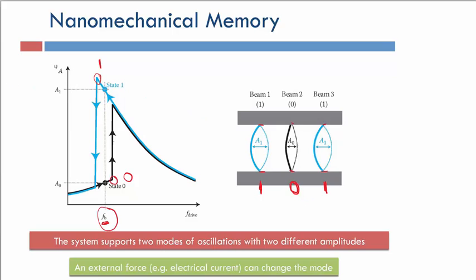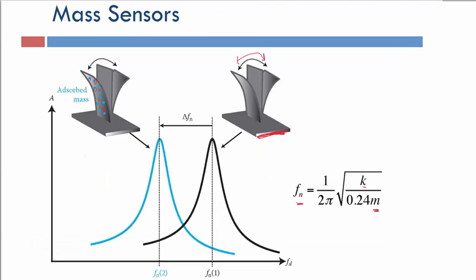The next application that we're going to look at is in mass sensors. In this case, we have a beam that oscillates. The beam is attached on one end and free on the other end to oscillate. We know that the natural oscillating frequency for a system like this depends on the spring constant, K. It also depends on the mass of the beam.